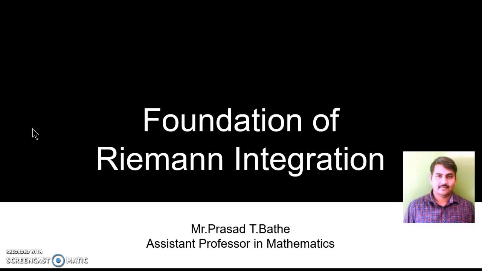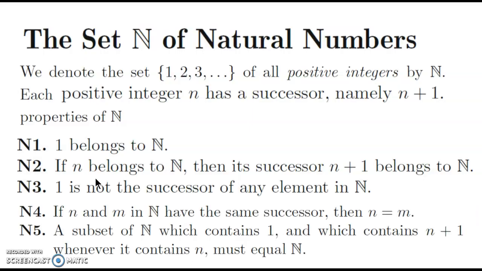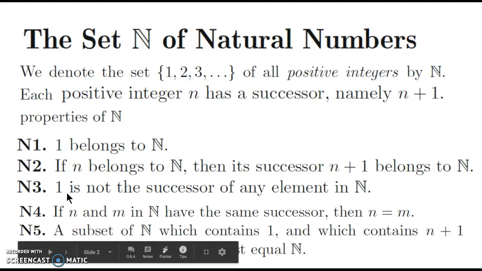Now there are a few properties which are important as far as the set of natural numbers is concerned. The first property is 1 belongs to N. If n belongs to N, then its successor n plus 1 also belongs to N. For example, if 1 belongs to N, then its successor, namely 2, belongs to N. But the number 1 is not the successor of any element in N.